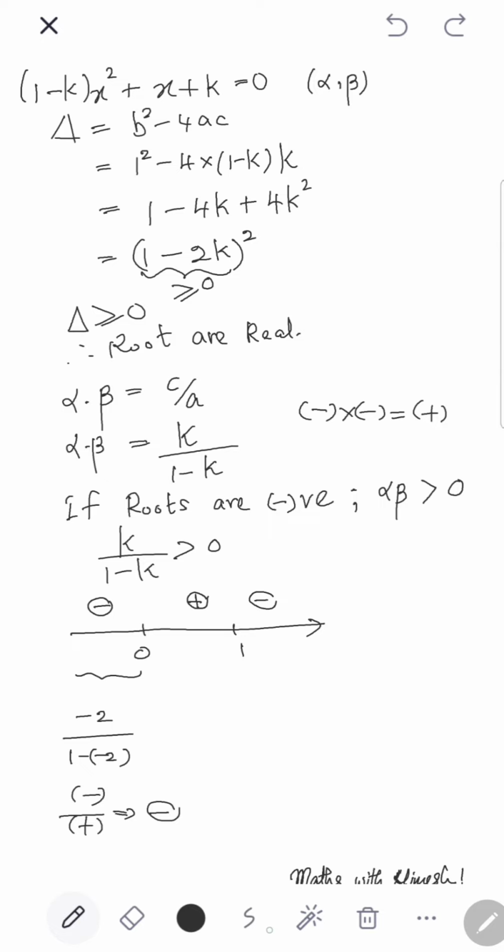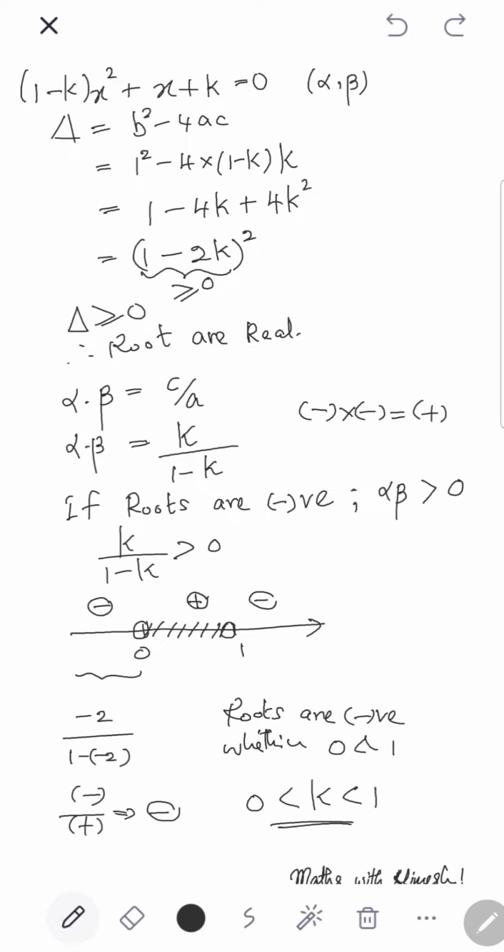Here they are saying this should be greater than 0. That means positive. So we have to consider this positive range. So it lies between 0 and 1. Therefore, roots are negative within 0 and 1. That means k should be greater than 0, less than 1.